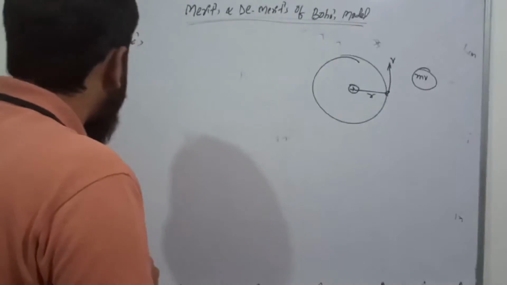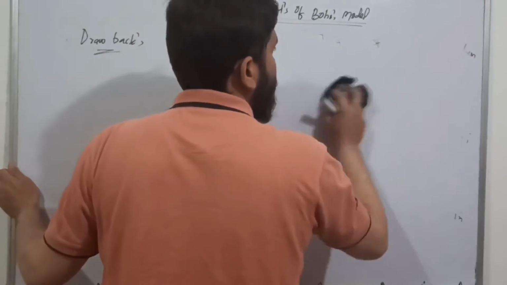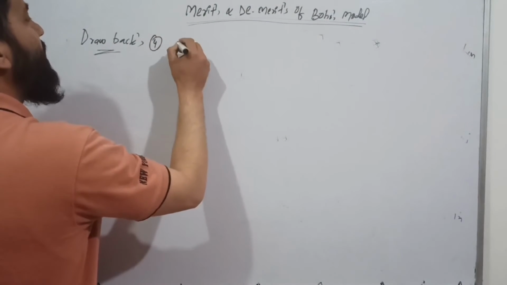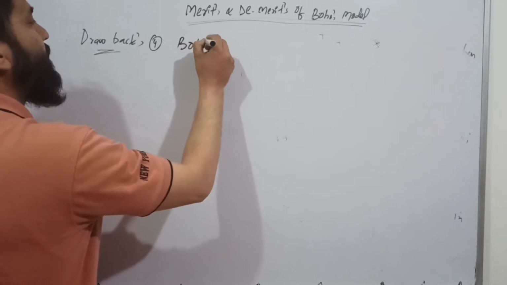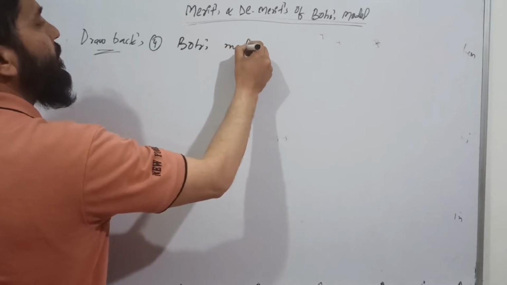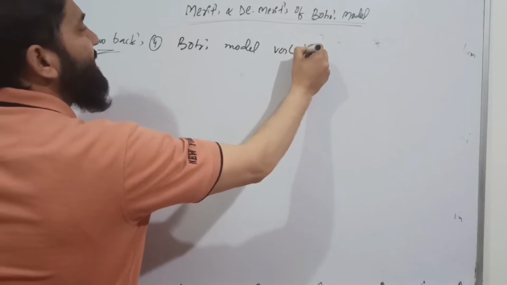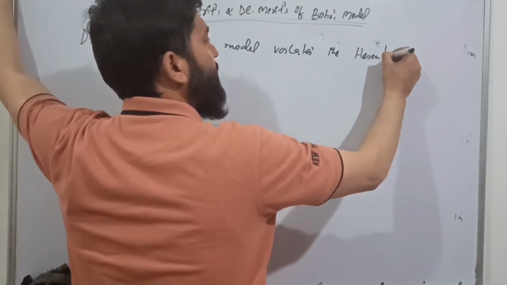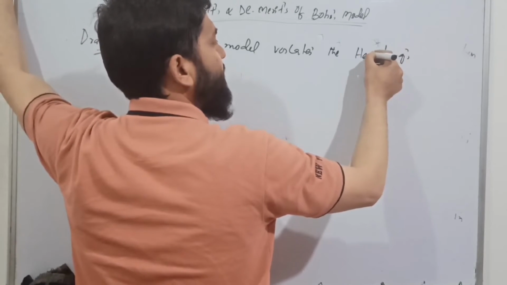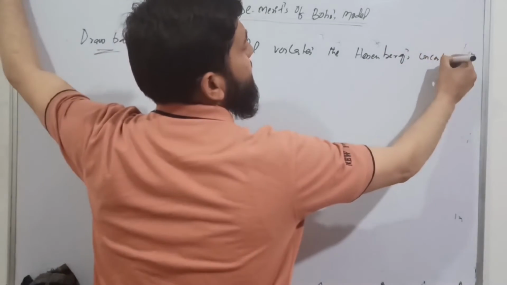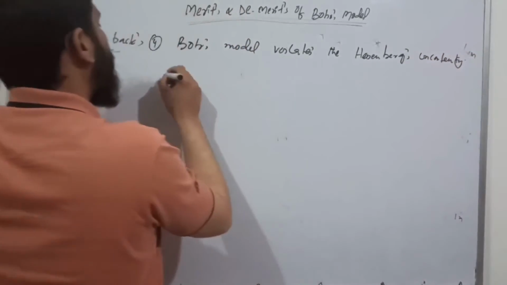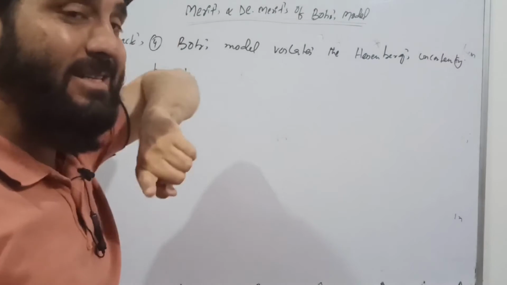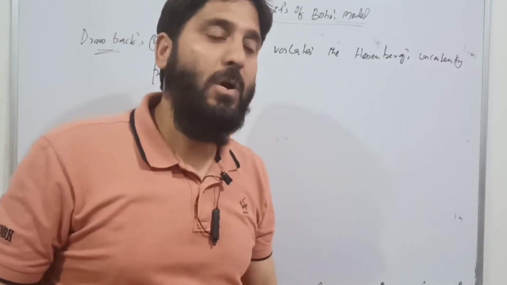तो हम लिखेंगे बोहर्स मॉडल, फोर्थ, बोहर्स मॉडल violates the Heisenberg's uncertainty principle. So it violates the Heisenberg's uncertainty principle of what?